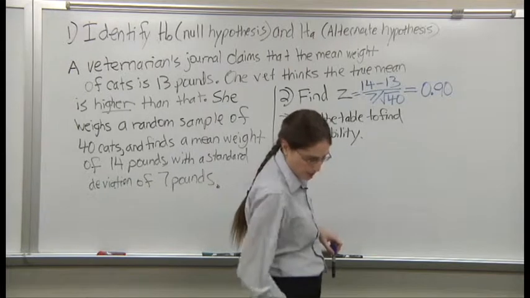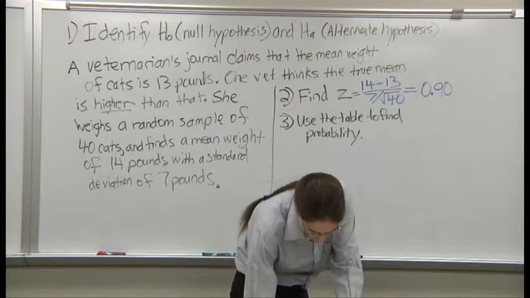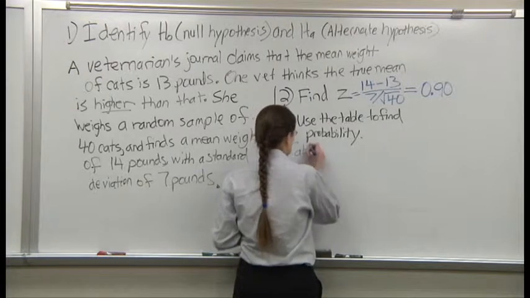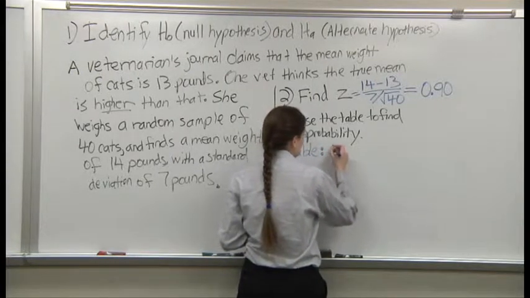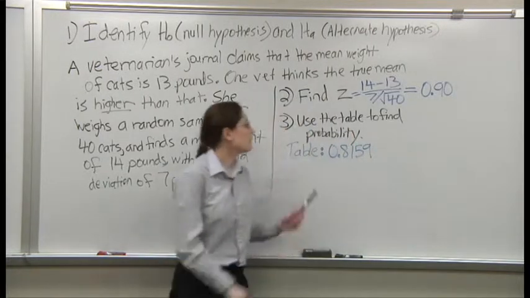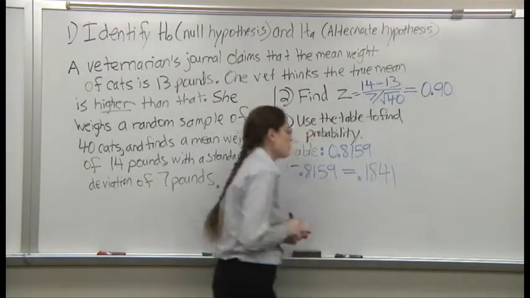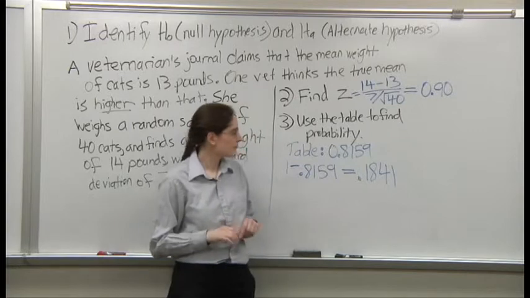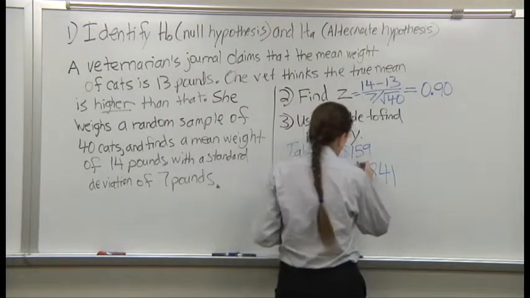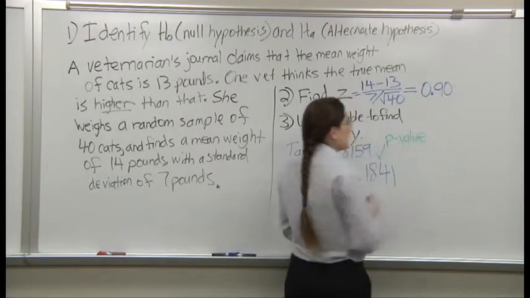So we look at the table. 0.90 on the positive side. 0.8159. Because we had the direction word higher, we need to do 1 minus 0.8159, which is 0.1841. This is your probability, sometimes called your p-value.